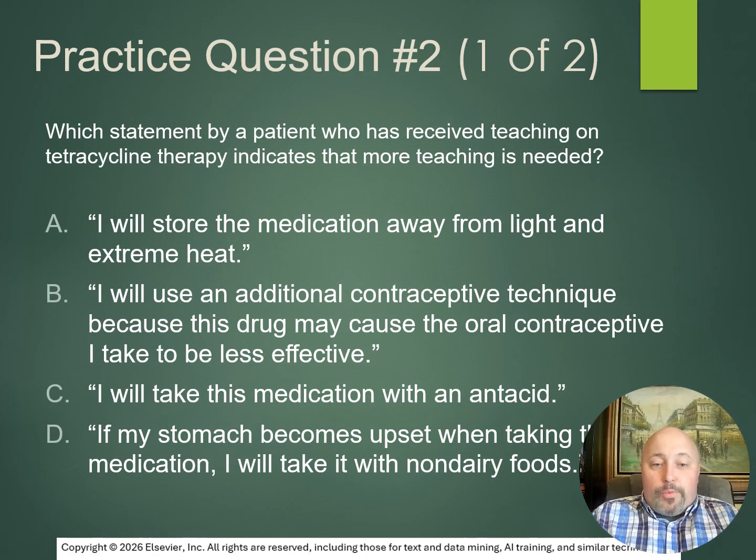Practice question 2. Which statement by a patient who has received teaching on tetracycline therapy indicates that more teaching is needed? A. I will store the medication away from light and extreme heat. B. I will use an additional contraceptive technique because this drug may cause the oral contraceptive I take to be less effective. C. I will take this medication with an antacid. Or D. If my stomach becomes upset when taking this medication, I'll take it with non dairy foods.